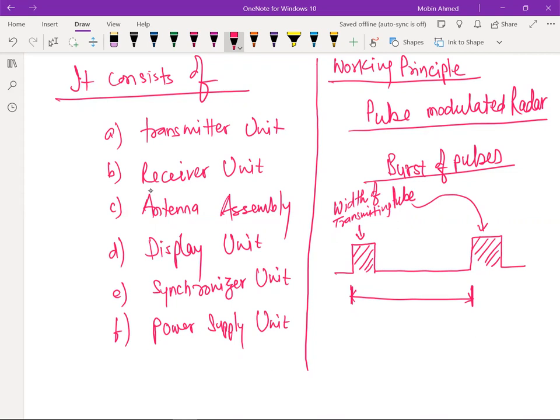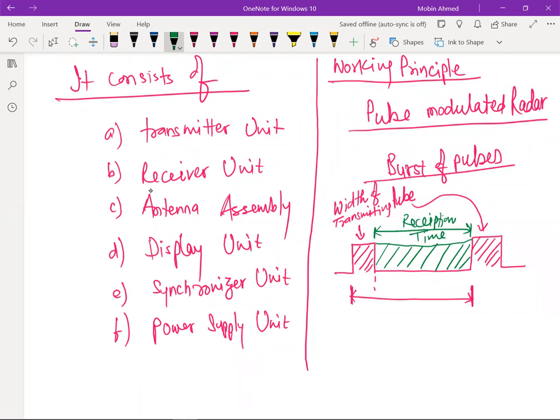Now, when the transmission is stopped at this point, the reception is going to start. Between these two pulses, this is the time, known as the reception time. From here to here, this is the reception time. So between two transmitting pulses, it is going to receive.